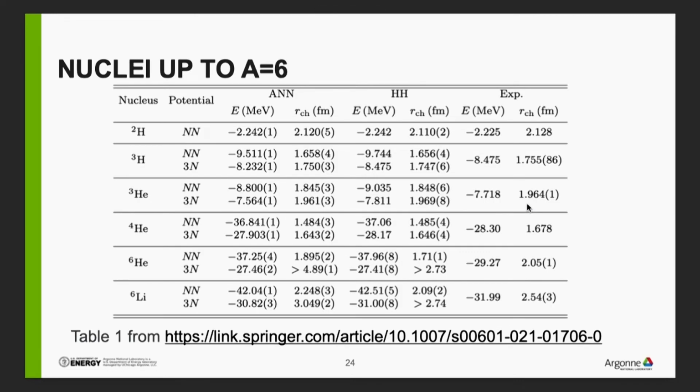Here's a table going up to A equals 6, where A is the number of nucleons. Since this table has been made, we've actually reached 12 nucleons, and we're going up even higher. So we can get down to lithium, beating state-of-the-art non-neural network techniques.